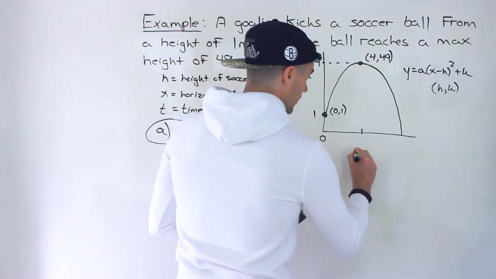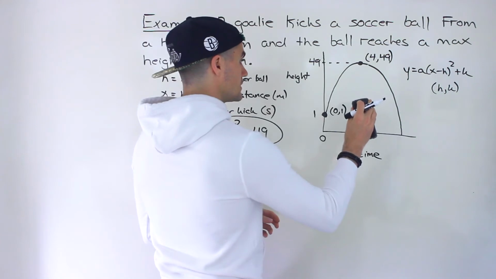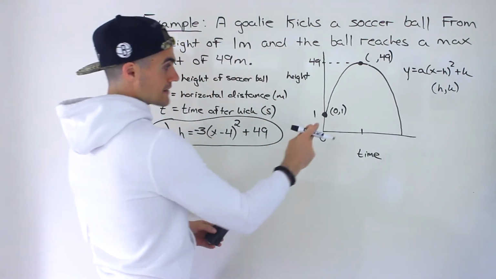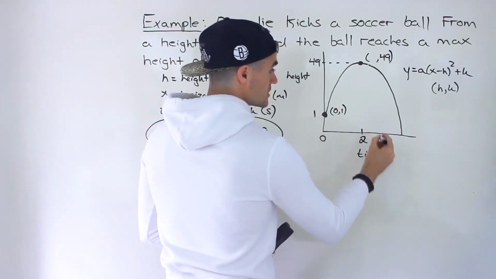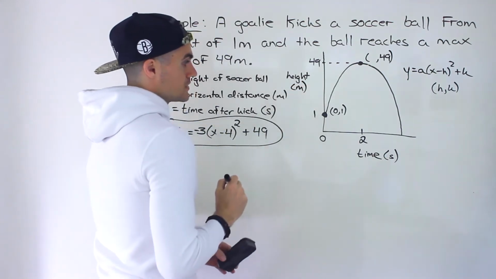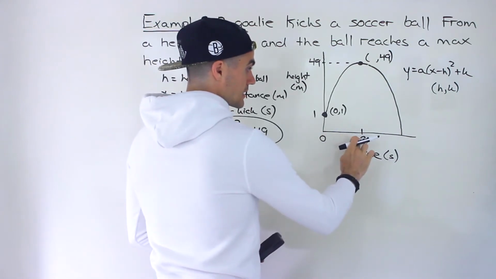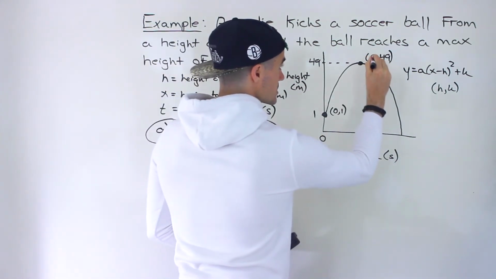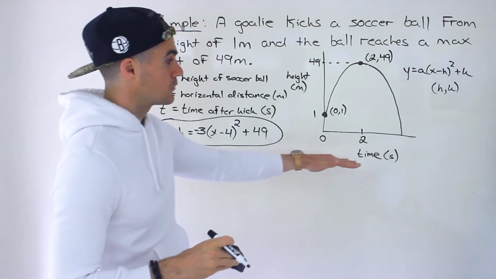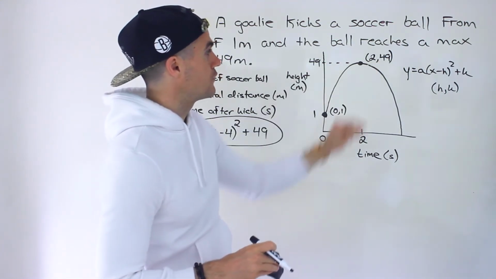And in this case, we're going to have time over here as the x-axis. So the only thing that's going to change is this over here. So we're told that the max height is reached in 2 seconds. So this here is in seconds. You should put the units here. Forgot to do that. Right? So 2 seconds after the ball is kicked, it reaches a max height of 49 meters. So now in this case, when we're dealing with time as that independent variable, the vertex is 2 and 49.